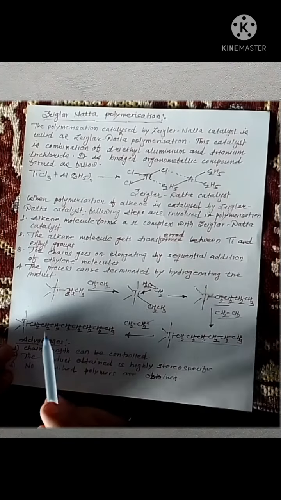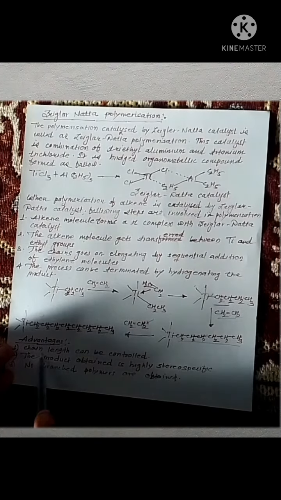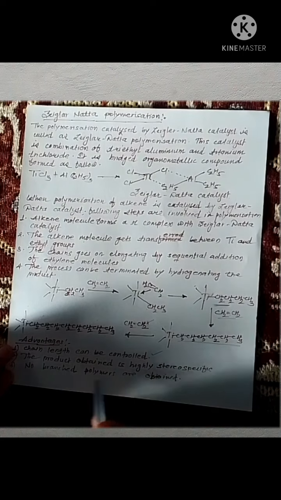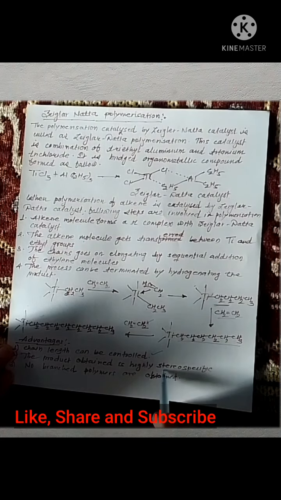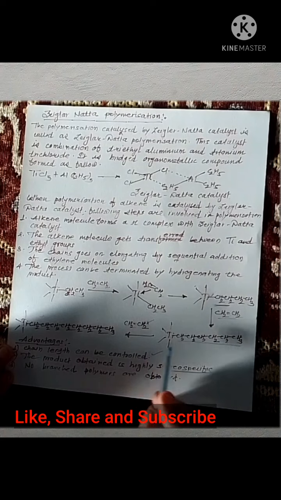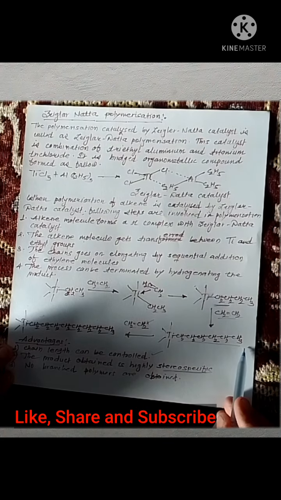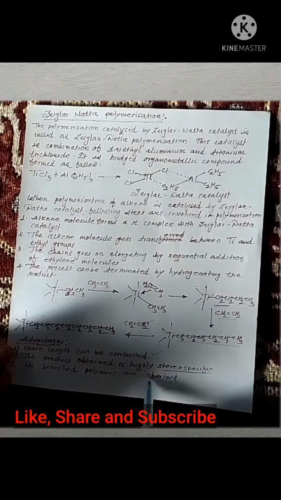What are the advantages of Ziegler-Natta polymerization? Chain length can be controlled. The product obtained is highly stereospecific. It is very important: we get a highly stereospecific product in Ziegler-Natta polymerization. No branched polymers are obtained.